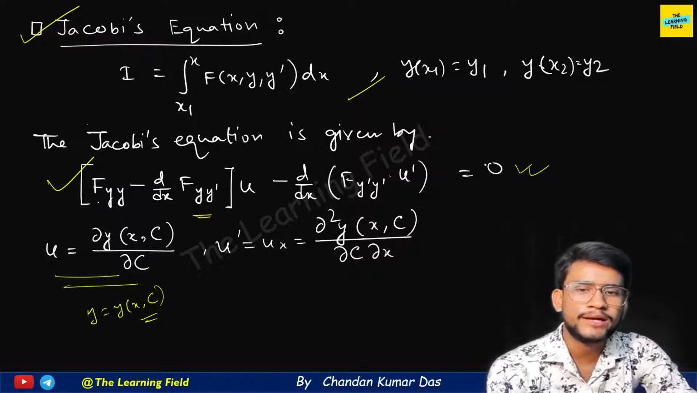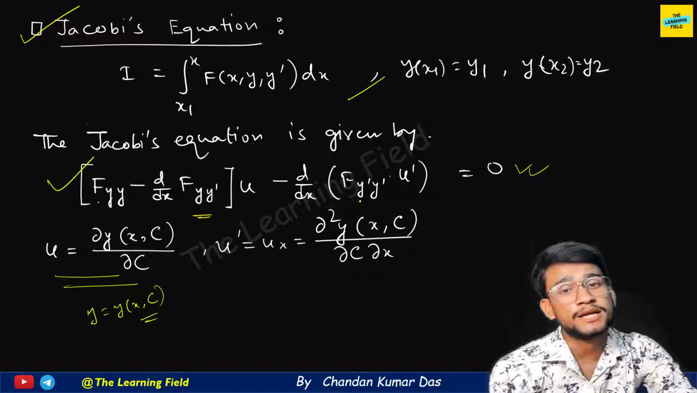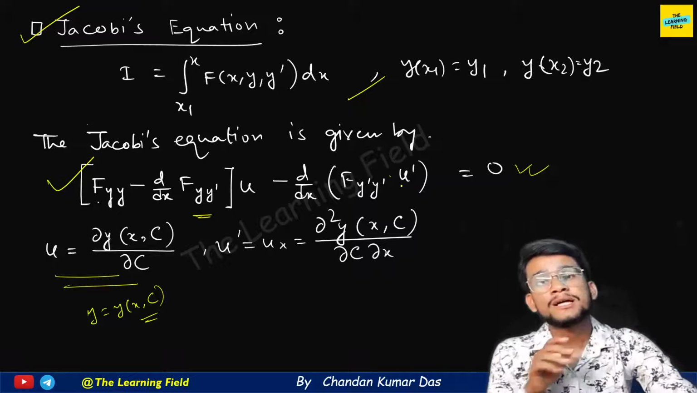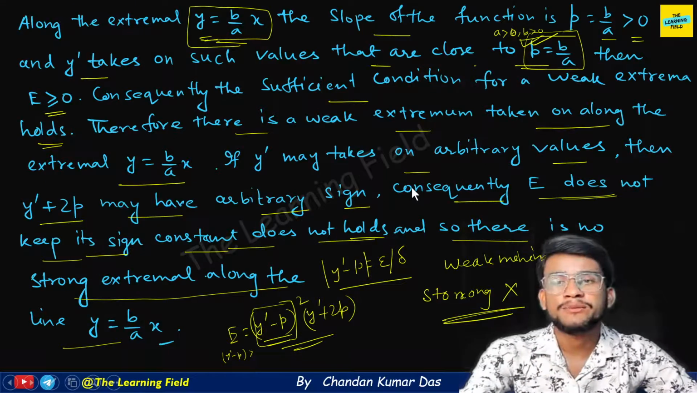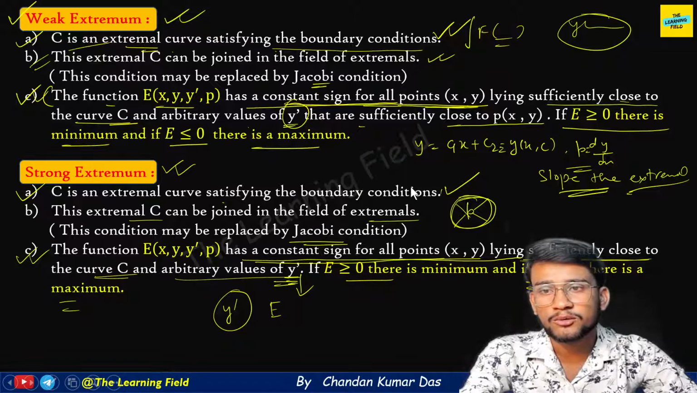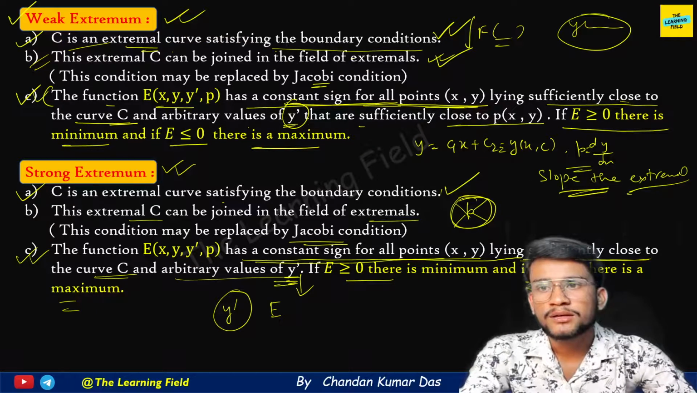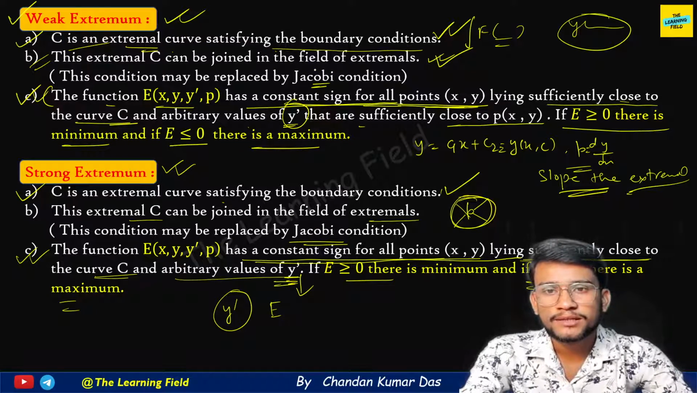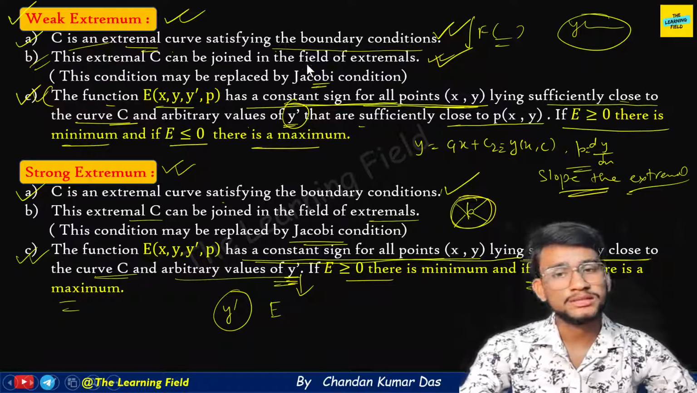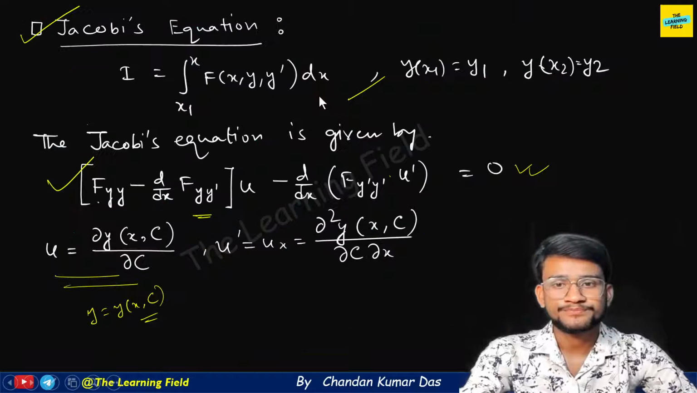If this is satisfied then we say that F satisfies the Jacobi condition, that is the extremal satisfies the Jacobi condition which is given in this second condition of this one. So the extremal C can be joined in the field of extremal, this is also replaced by Jacobi condition. So this is the Jacobi condition, okay.